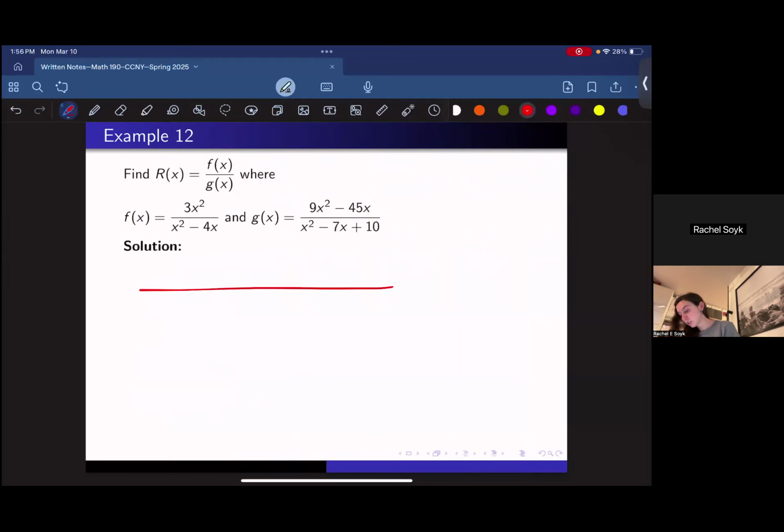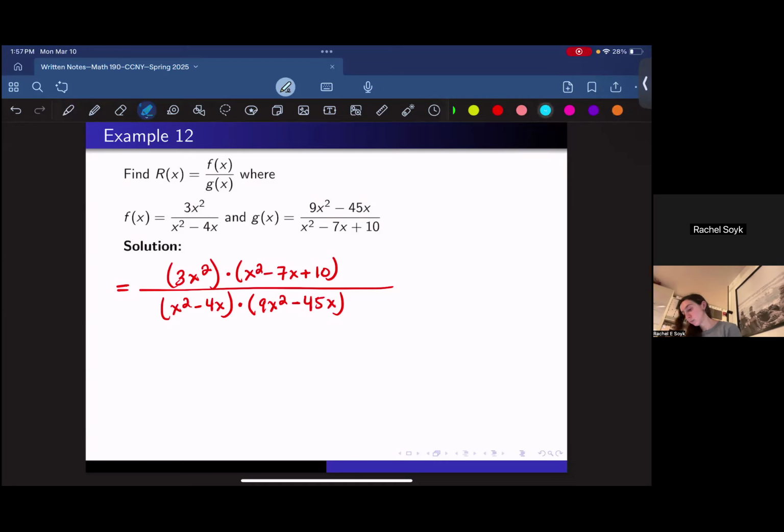So that first fraction stays the same, 3x squared divided by our x squared minus 4x. But that second fraction is now going to be flipped. So we're going to have our x squared minus 7x plus 10 is now in our numerator, taking the product. And then our denominator is going to be 9x squared minus 45x. And now let's go ahead and use our knowledge of pulling out greatest common factors and utilizing our special factoring skills.